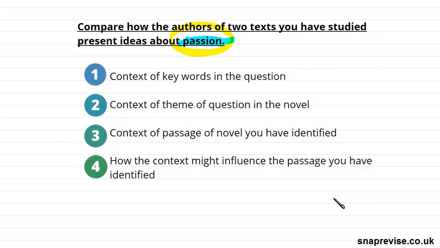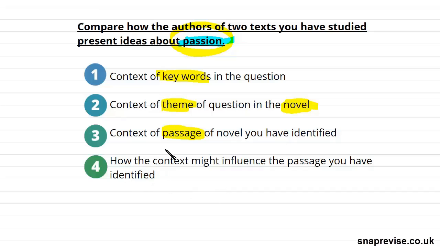So, in order to bring context into a point about a novel, we have to look at, firstly, the context of the key word in the question, which is passion. We then have to look at the context of the theme or keyword of the question in terms of the novel. Through doing this, we've identified a passage of the novel that demonstrates passion. And then we need to look at the context of the passage of the novel that we've identified, and think about how the context might influence the passage we have identified.